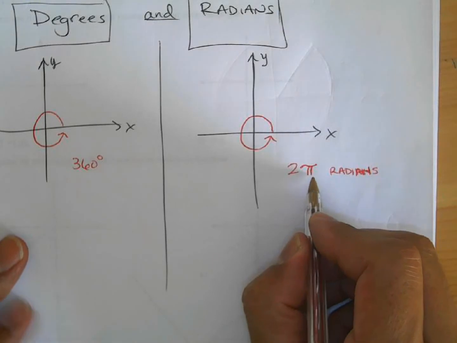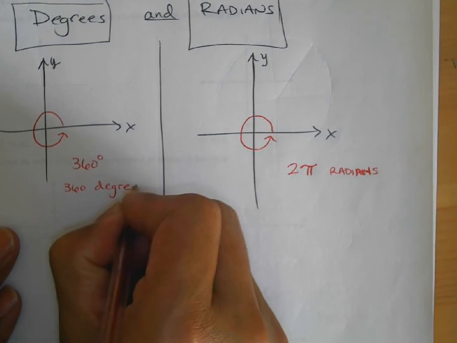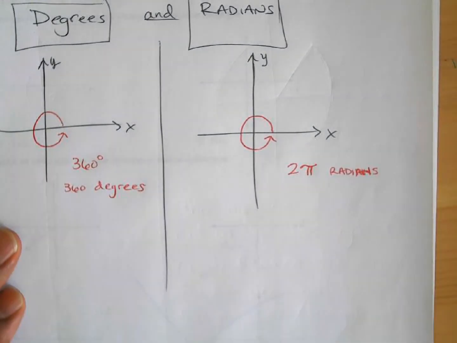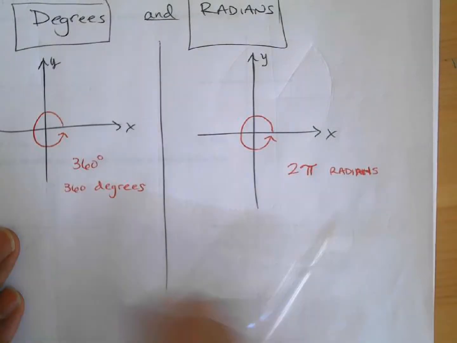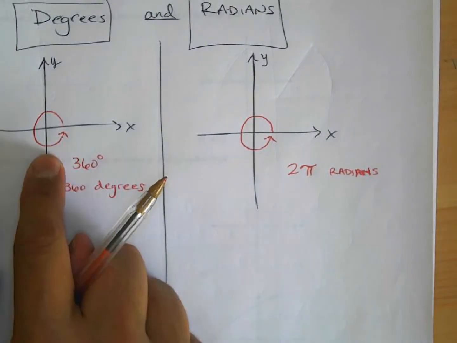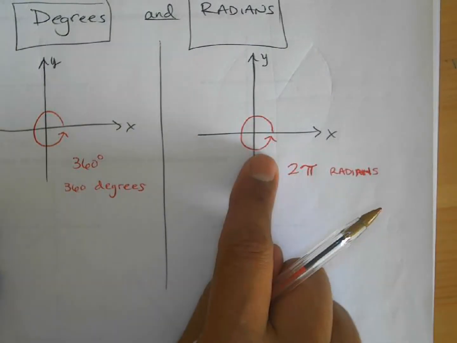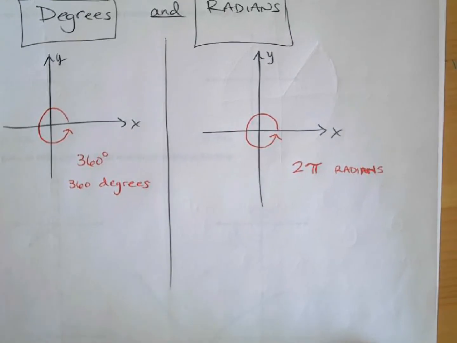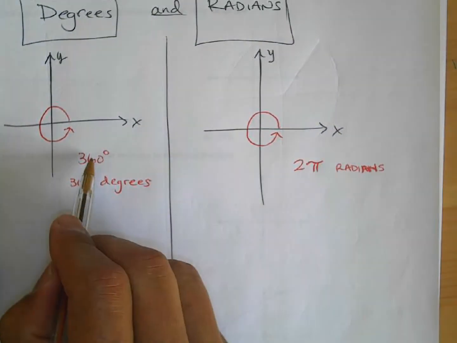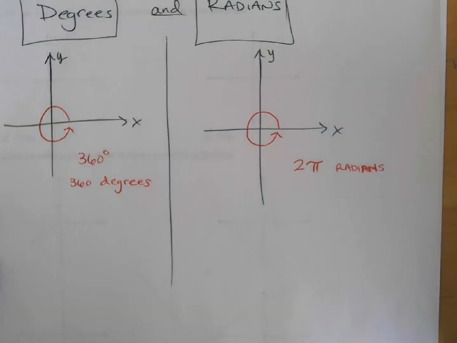Anytime you're talking about pi, this is 360 what? Degrees. See, this is degrees, this is radians. One complete revolution is 360 degrees. One complete rotation here is 2 pi radians. Well, let's break that down. We know 360 is equivalent to what? 360 degrees. We'll write this over here.